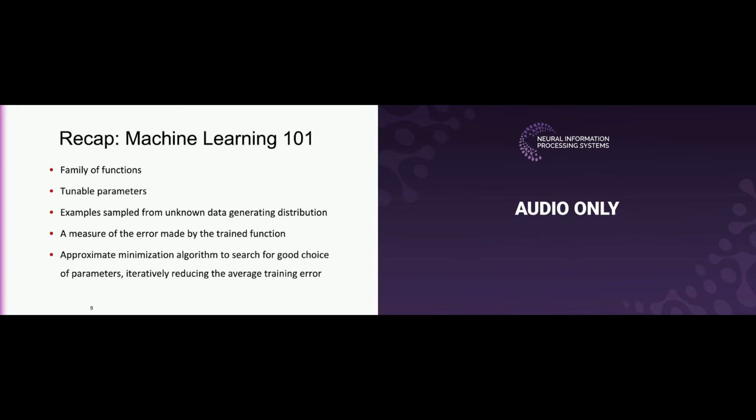Okay, so to recap, in machine learning, especially this end-to-end approach, we have a family of functions, we have tunable parameters, we have examples sampled from some unknown distribution. We have a way to measure how well our trained function is doing, and then we have an algorithm to change the parameters of our function so as to approximately minimize that error. And that is almost always iteratively because we don't have analytic solutions for complicated things.